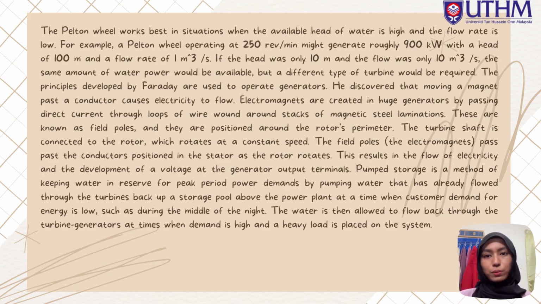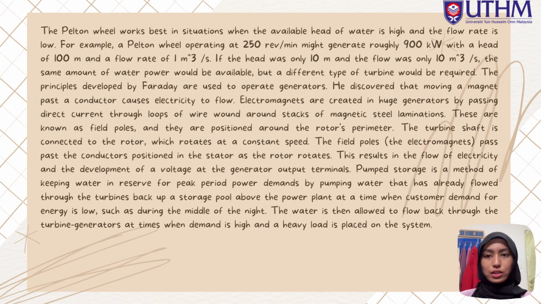The principles developed by Faraday are used to operate generators. He discovered that moving a magnet past a conductor causes electricity to flow. Electromagnets are created in huge generators by passing direct current through loops of wire wound around stacks of magnetic steel laminations. These are known as field poles, and they are positioned around the rotor's perimeter.